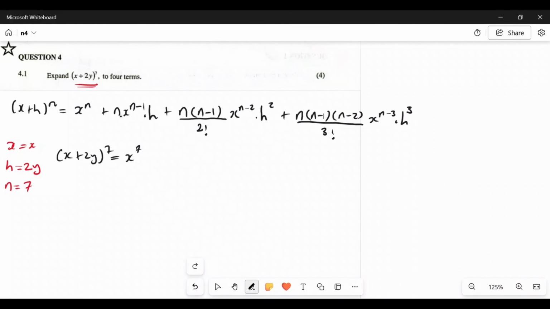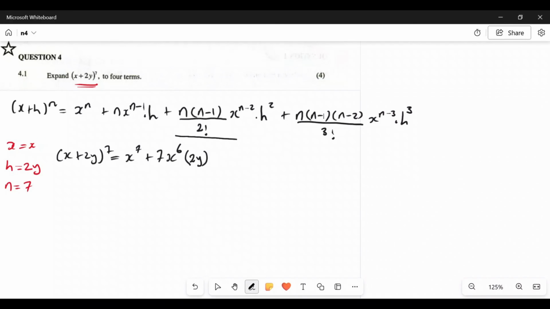And then the second term, we have n multiplied by x to the power of n minus 1 multiplied by h. So we can say plus our n, remember it's 7 there. And then we have x to the power of n minus 1. n is 7, minus 1, that is going to give us 6. So that is going to be the power of 6, multiplied by h. Remember, h here is actually 2y, so you're going to write multiplied by 2y. There we go. We are done with the second term.